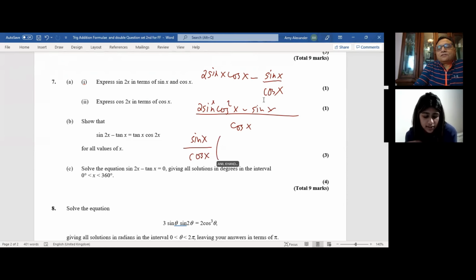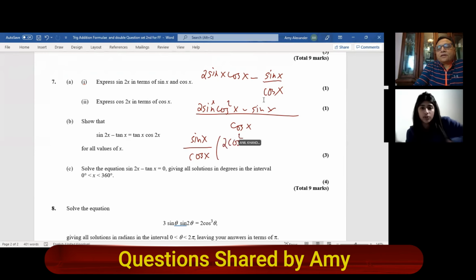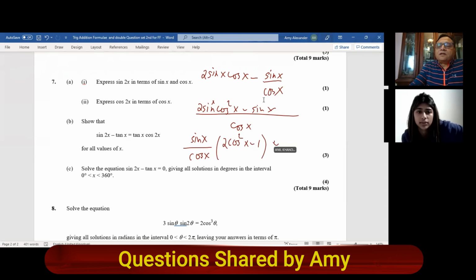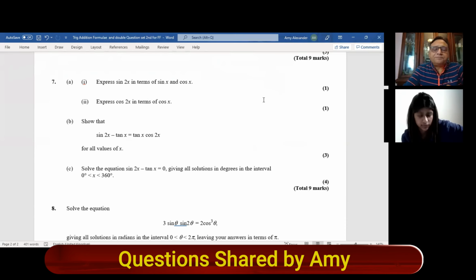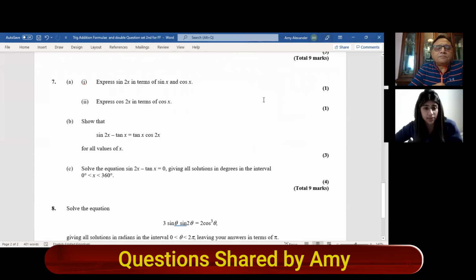And that is equal to cos 2x, which is tan x times cos 2x. Brilliant. So that is how you are going to do it. Perfect. Next question, please.